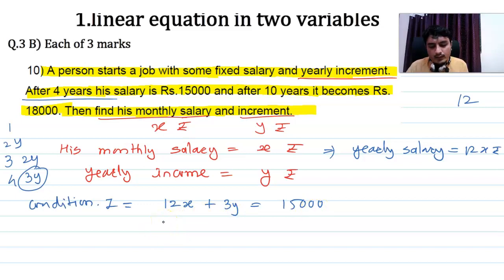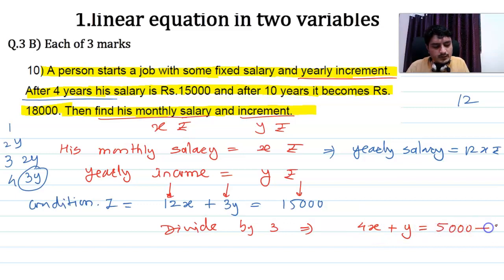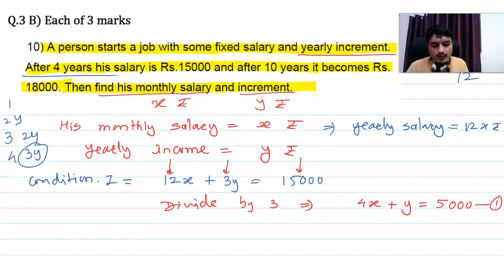Now each and every coefficient as well as the constant is divisible by 3. So try to divide the equation throughout by 3. We are getting 3 4s are 12, so 4x plus 3 1s are 3, that is y, equals 3 5s are 15, that means we are getting 5,000. Let us call it equation number 1.